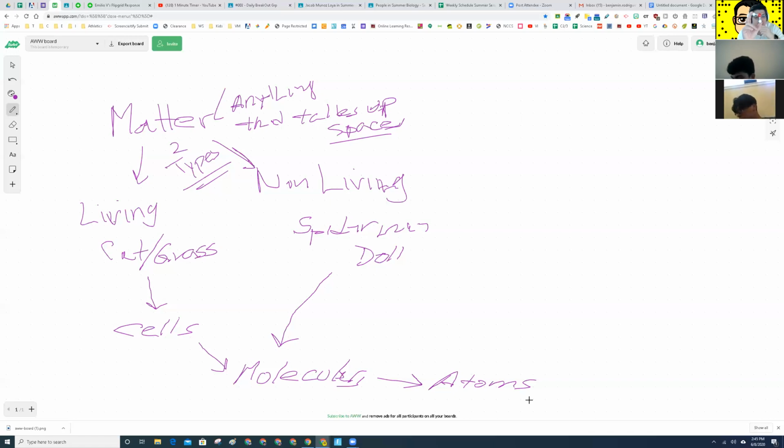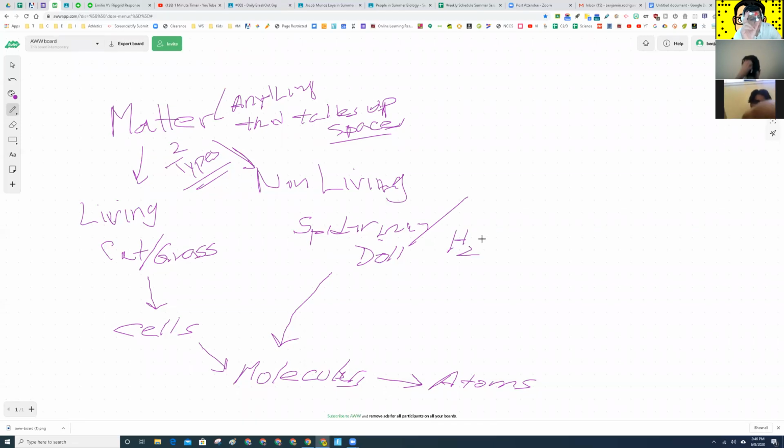What atoms are in this molecule? Let's go with Jacob on this one. Jacob, what atoms are in this molecule? Hydrogen and oxygen. How many hydrogens? 2. 2, exactly. So in my notes, I'm going to put over here, 2 hydrogens.